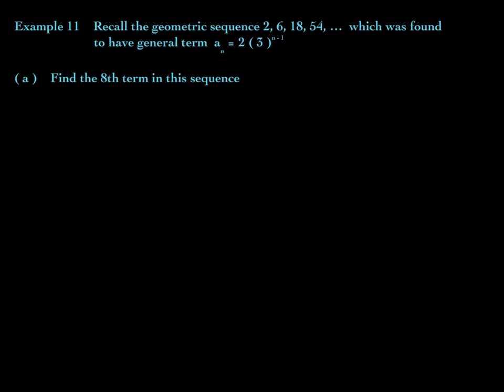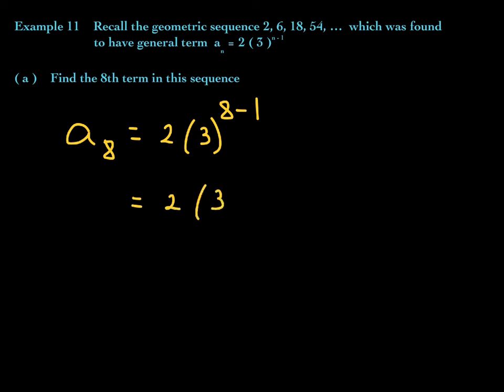Okay, everybody, last example. Recall this geometric sequence, 2, 6, 18, 54, etc. And we found already that it has the general term 2 times 3 to the power n minus 1. What we want to do is find the 8th term in this sequence. All right, to find the 8th term means to find a sub 8. That means you want to let n be 8. So 2 times 3 to the power 8 minus 1. All right, so then this is going to be equal to 2 times 3 to the power of 7.